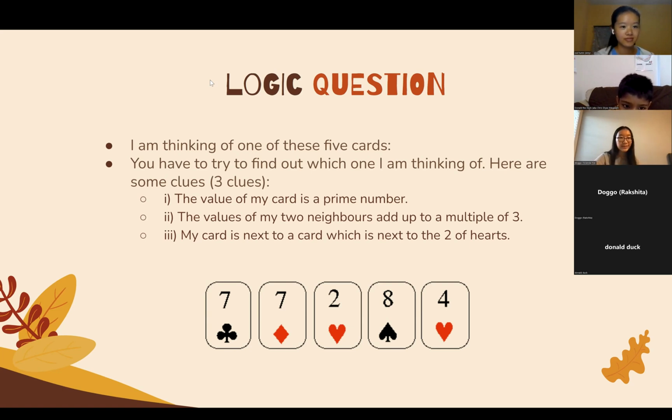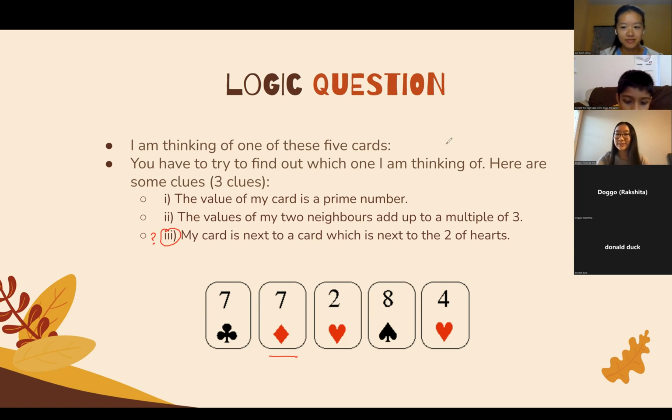A lot of you guys are saying the 7 of diamonds. I would tell you to read the 3rd clue again. It's worded really trickily, but let's see. Let's use our logic and think about this. Okay, now we have some different answers. Yeah, it looks like a lot of people are saying the 2 of hearts.